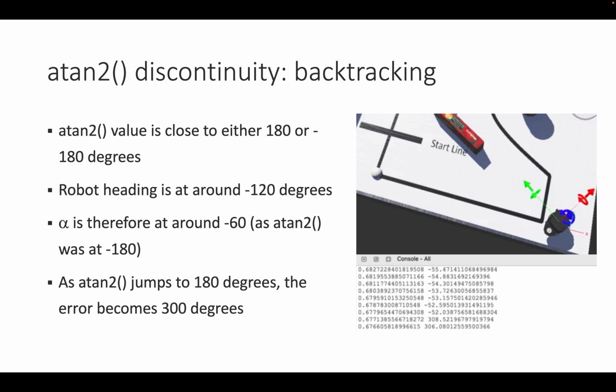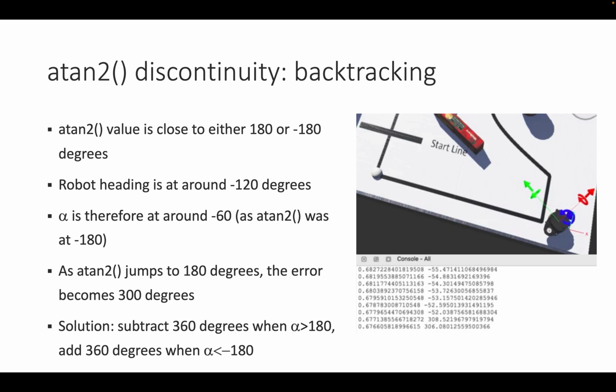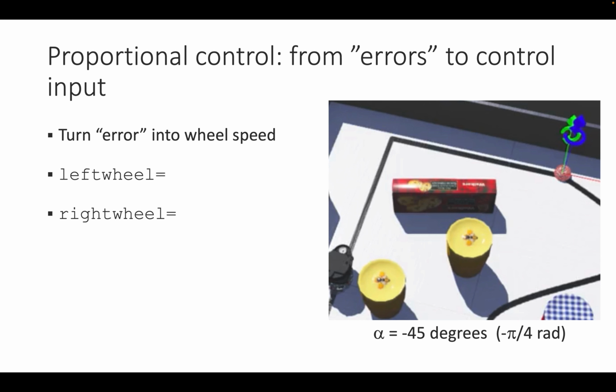So you can look at this again when it turns back. Same thing happens. We are again at around 50 degrees. It jumps to 300. And so the way to deal with this is, as soon as alpha exceeds 180 degrees, we want to subtract 360 to put it back into the range minus 180 to plus 180. And at the same time, if it goes below minus 180, then we want to add 360 degrees to put it on the other side. If you do that, the controller will work, and you can go all the way around the line following course.